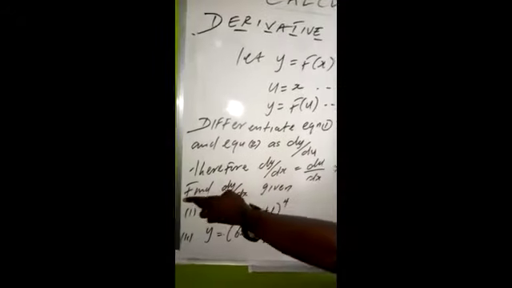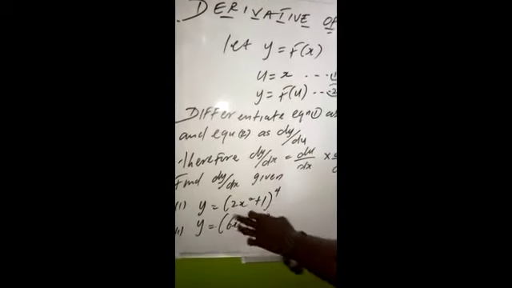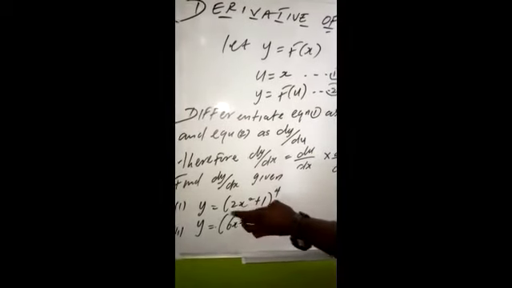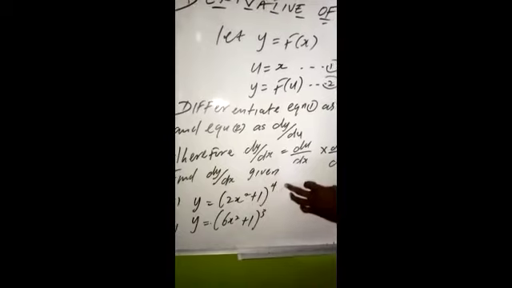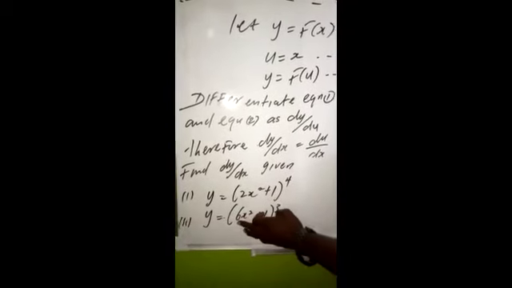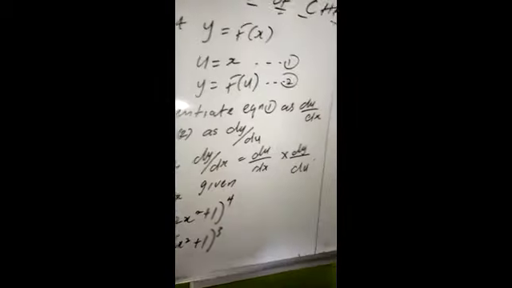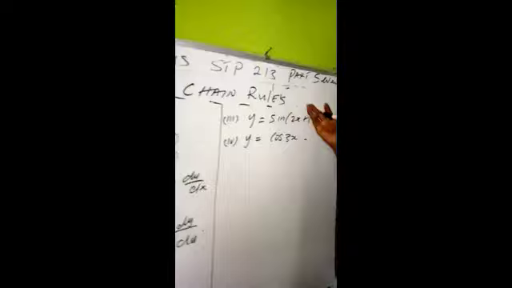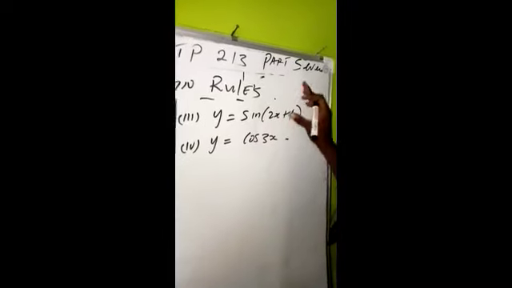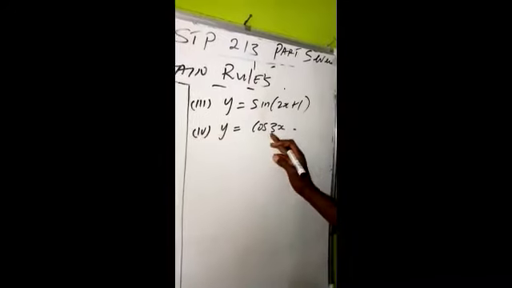So, for example, find dy/ds given y equals (2s squared plus 1) raised to power 4. Then y equals (6s squared plus 1) raised to power 3. Then y equals sine of (2s plus 1). Then y equals cos 3s.